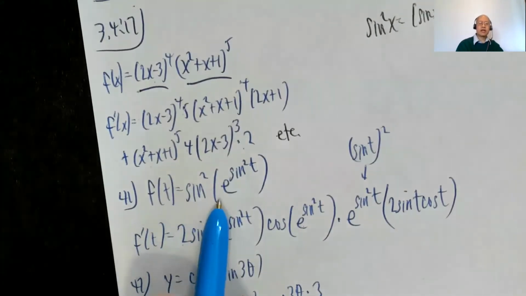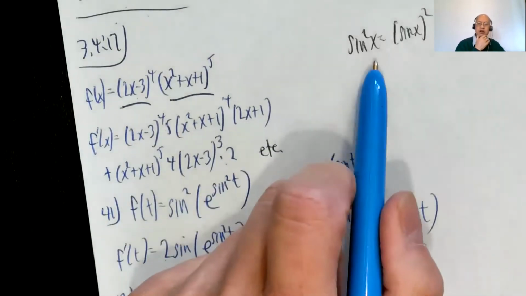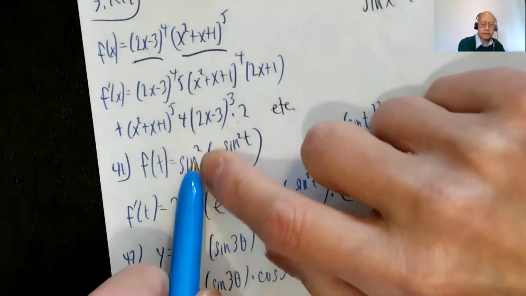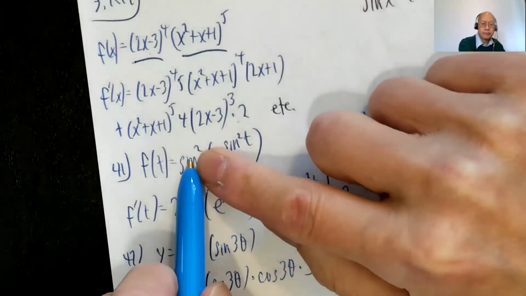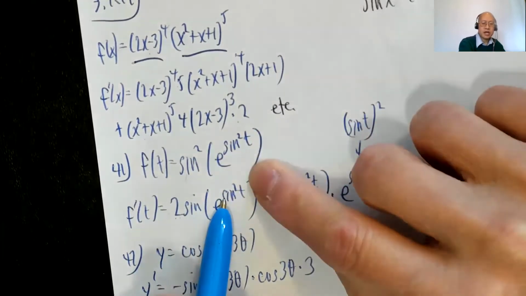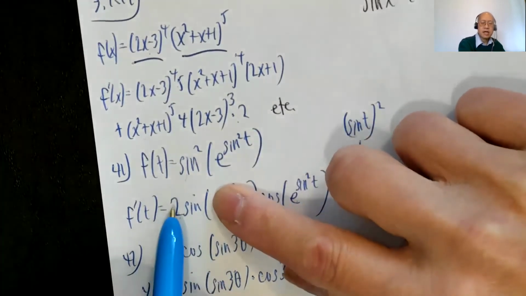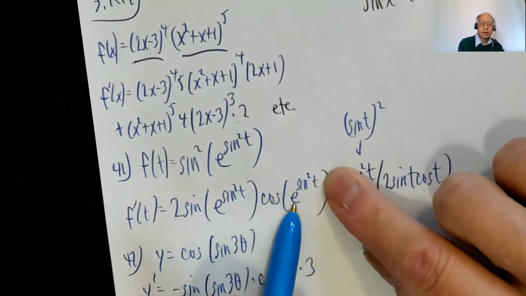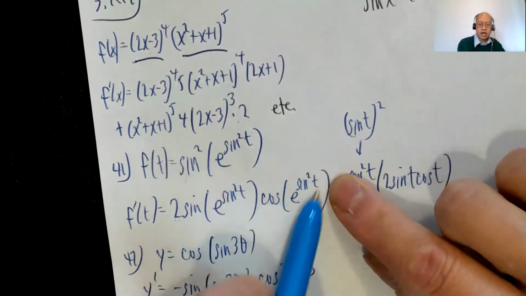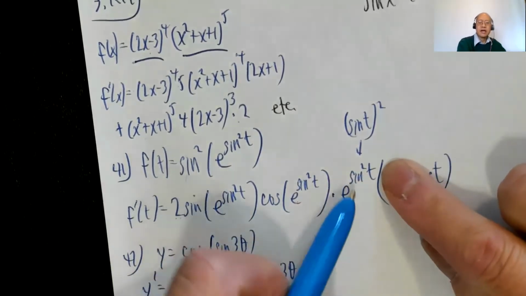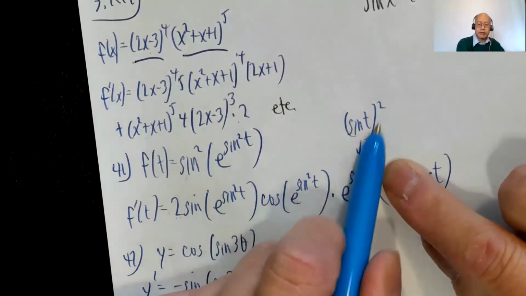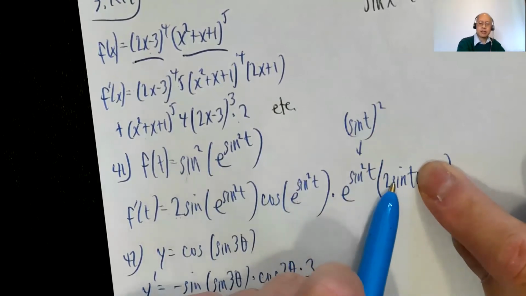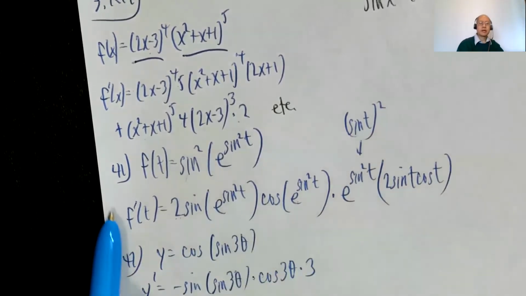Okay, 41. f(t) is sine squared of e to the sine squared of t. Keep in mind, sine squared of x means (sine of x) squared. So the outermost function is the squaring function. You're squaring sine of blah blah blah. So go 2 sine of e to the sine squared t. Okay, so that's done. Times the derivative of sine of something, cosine of e to the sine squared t. Cosine's done. Times the derivative of the inside function. The derivative of e to the sine squared t is e to the sine squared t times the derivative of sine squared t, or (sine t) squared, which is 2 sine t times the derivative of sine t, which is cosine t. So that's 41.